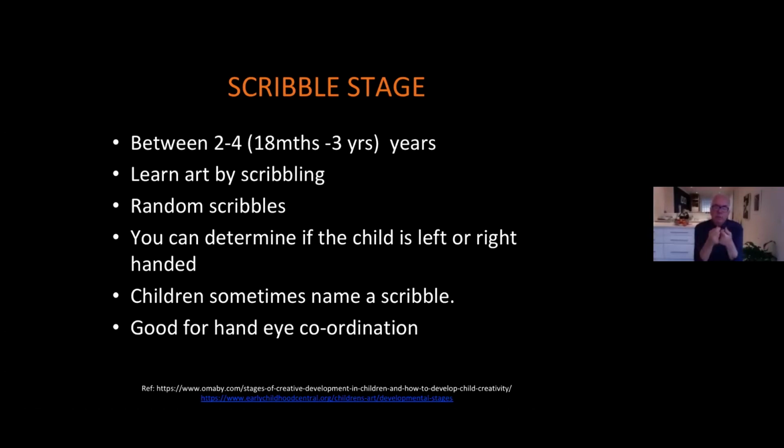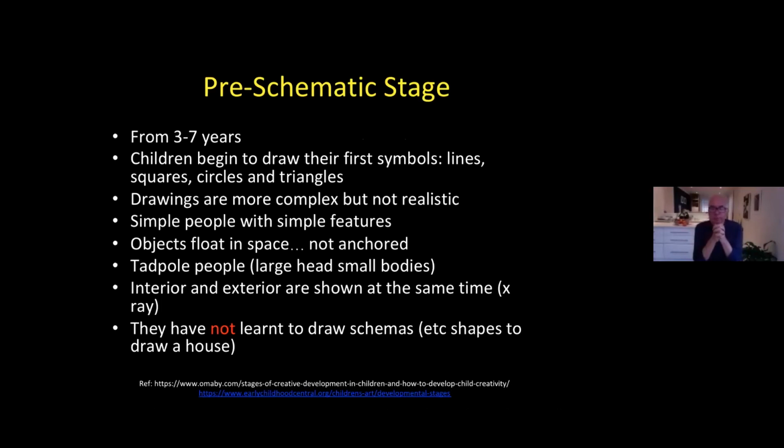So they learn something about scribbling, random scribbles. So this doesn't actually mean anything. It's just on the page. They move their hand and they do nice scribbles. They do it on the wall sometimes, which you don't want them to do, but scribbling is an important part of it. Sometimes they can name it. Sometimes they can say, oh, that's dad, that's mum, that's a dog, that's the tree, whatever it might be. But it's also good for their hand-eye coordination.